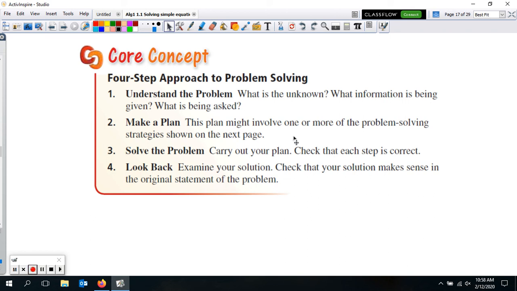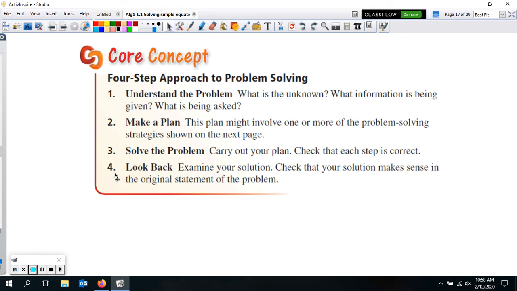One of those strategies, and probably the most popular one, is just to actually write an equation, just like we were just solving. Because if we can write an equation, we can solve the equation. And that's what number 3 is. You want to carry out your plan. So if your plan is to write an equation and you write one, then you want to carry it out by solving that equation. Write the equation, solve the equation, and it says check that each step is correct. So as you're going through, just make sure your steps are correct.